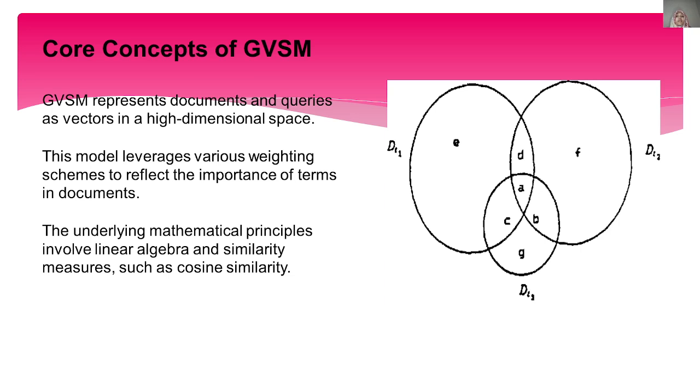Core concepts of the generalized vector space model. It represents documents and queries as vectors in a high-dimensional space. This model leverages various weighting schemes to reflect the importance of terms in documents. The underlying mathematical principles involve linear algebra and similarity measures, such as cosine similarity. As you can look into the picture over there, it is represented in an alphabetical manner.